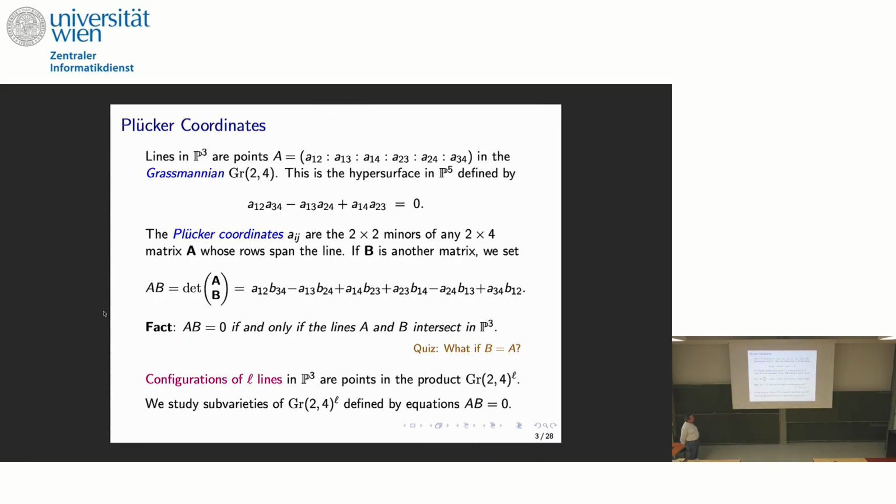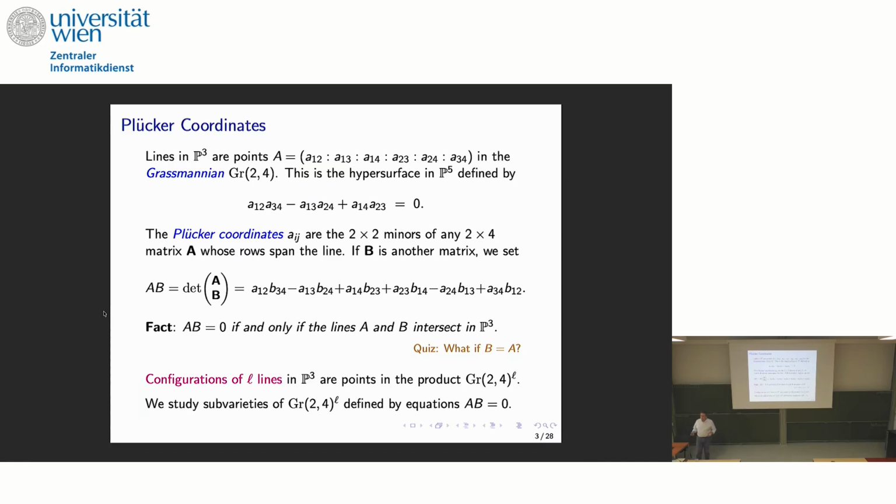Well, first of all, how do we write down a line? A line in three space, for adults, is written in terms of Plücker coordinates. A line A in three space, so three space is projective three space, has 6 coordinates, A12, A13 up to A34, the point in the Grassmannian G(2,4). As we've seen many times now, the Grassmannian is defined by this quadratic Plücker relation.